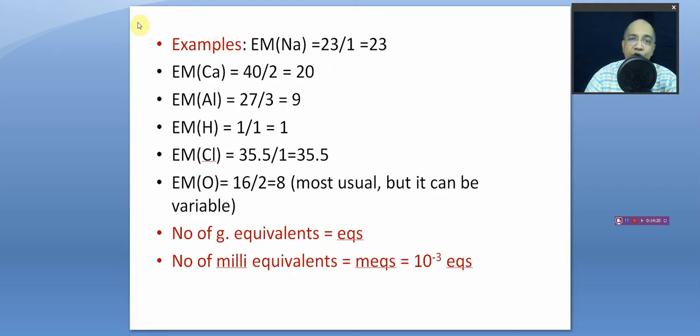Now, for example, sodium, only 1 electron will be lost or gained. So the valency factor is 1. So the equivalent mass of sodium is the same as its atomic mass. But for calcium, the valency is 2. So 40 by 2, 20, is the equivalent mass of calcium. And for aluminium, the valency factor is 3. We just discussed the logic.